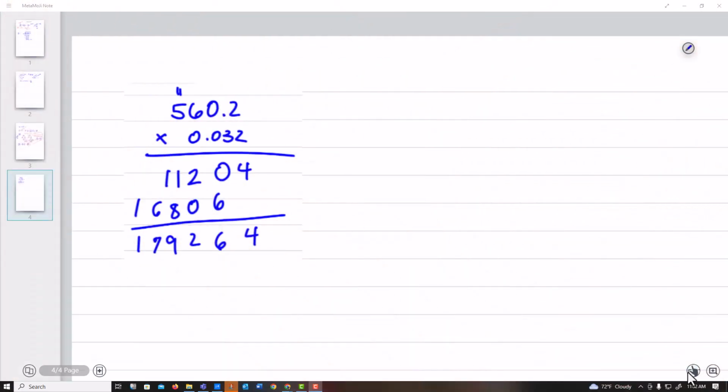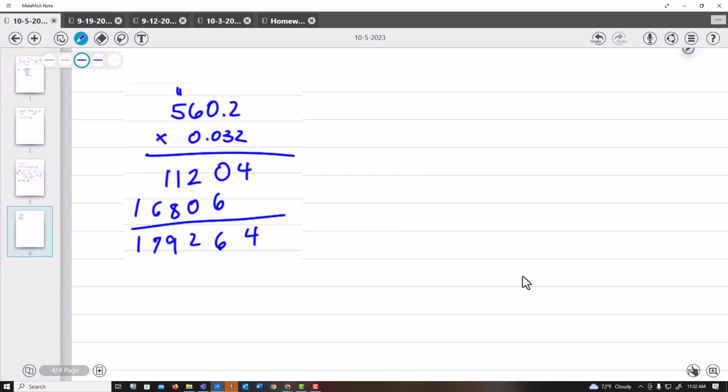Okay, and from here, remember the rule of moving the decimals is how many decimal places are here? 1 decimal place. How many decimal places are here? 1, 2, 3. So I would add those together to get 4. You start here at the far right. 1, 2, 3, 4. So thus my final answer would be 17.9264.